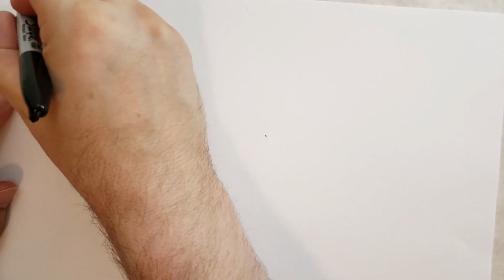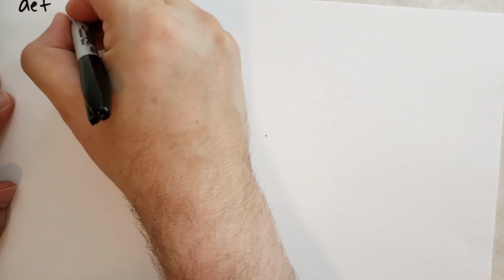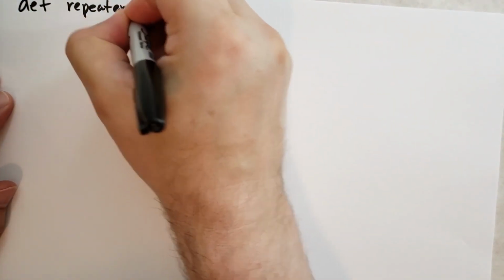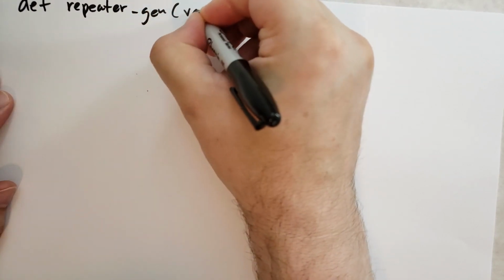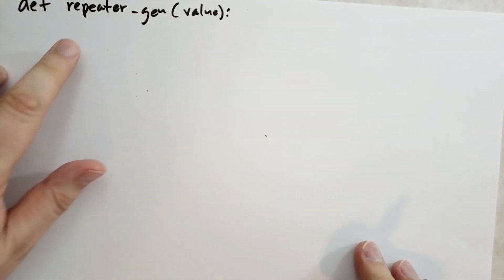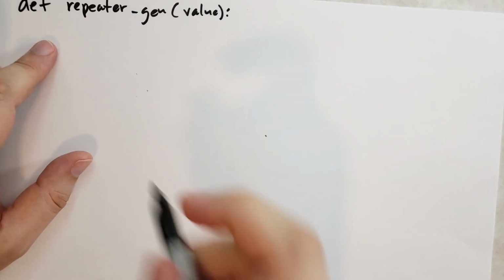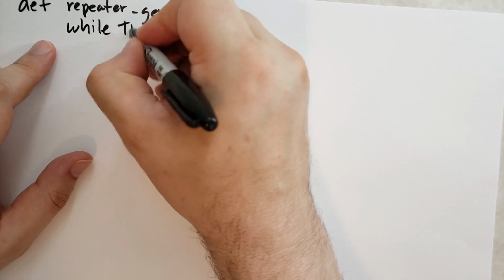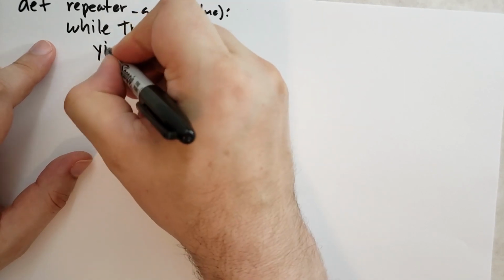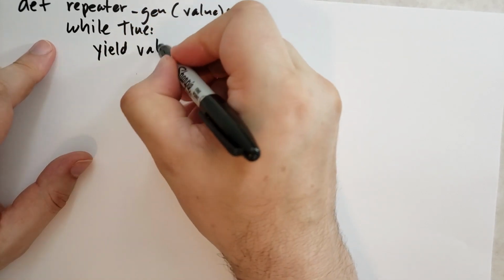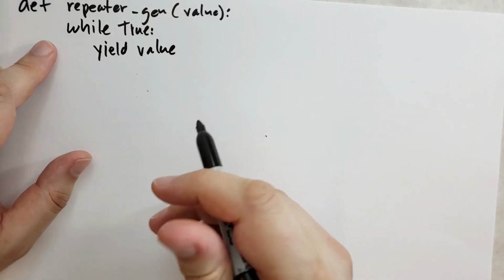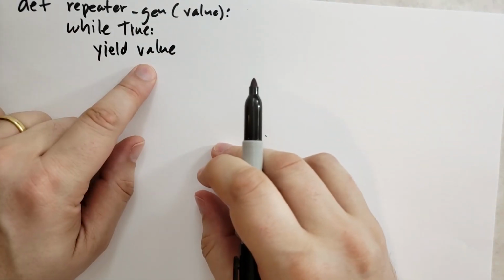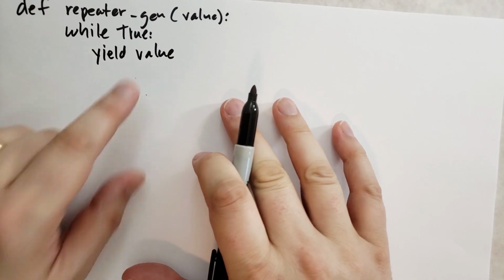I have a whole lot of examples to share with you to give you some ideas on what you can do with this. Let's write a repeater. This repeater generator is just going to repeat the same value again and again. It's pretty easy to write. Use an infinite loop and just yield that value. As you can see, this will just yield the same value again and again. It will never cease.